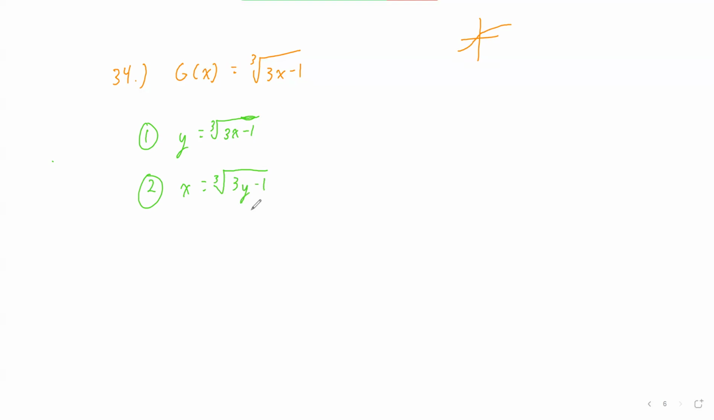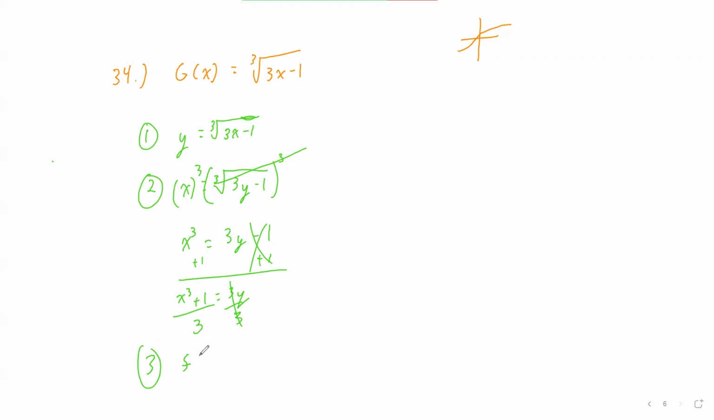So now to get rid of a cube root, just like before, just now written as a radical rather than a rational exponent, I will still raise it to the third power. So that now gives me x cubed equals 3y minus 1. And then now I'll add 1. That gives me x cubed plus 1. And then I'll divide by 3. So now that I solved for y, my final step is to rewrite it as capital G inverse of x equals x cubed plus 1 over 3.